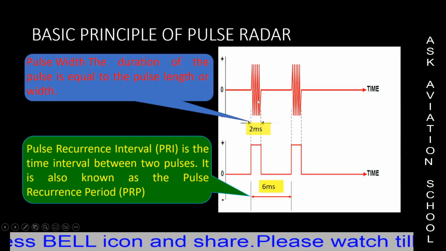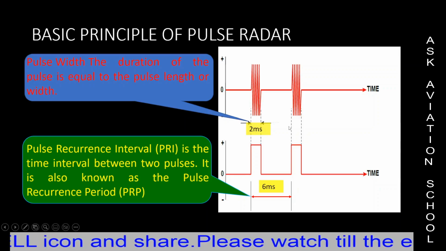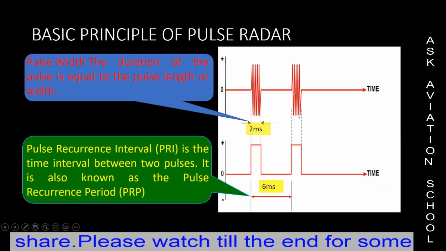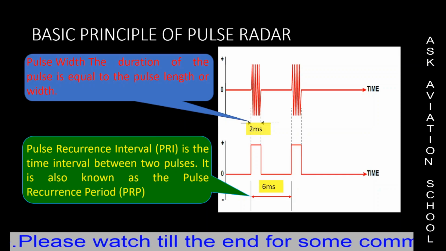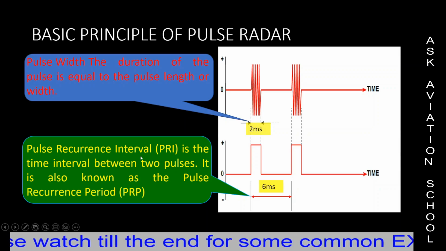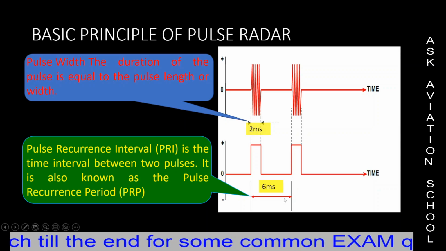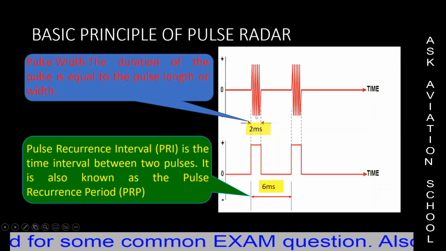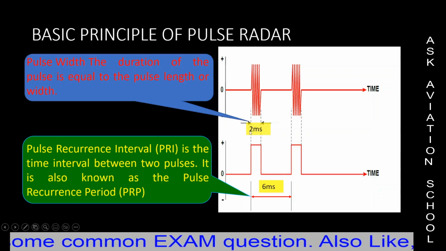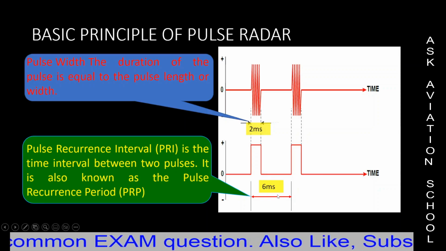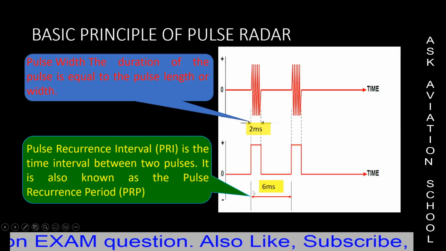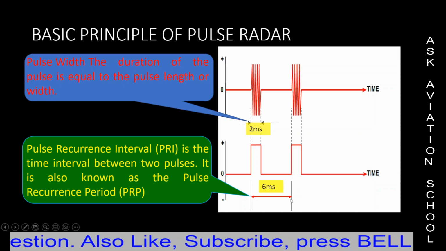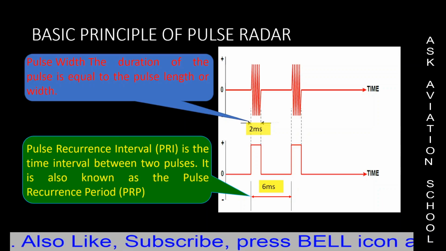After having transmitted the first wave, after some time the second burst will be transmitted. The time interval between two such bursts or pulses is known as the PRI. The PRI, or pulse recurrence interval, is the time interval between two pulses. It is also known as the pulse recurrence period. Here in this example, 2 microseconds is the pulse width and 6 microseconds is the pulse recurrence interval. This pulse recurrence interval is measured from the leading edge of the first pulse to the leading edge of the second or subsequent pulse.